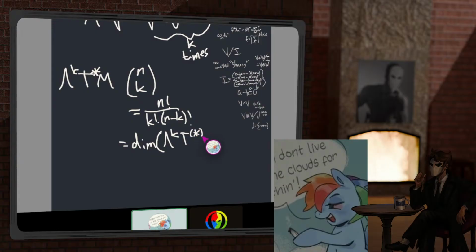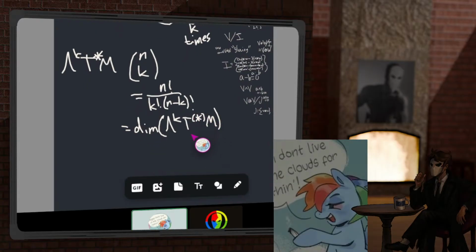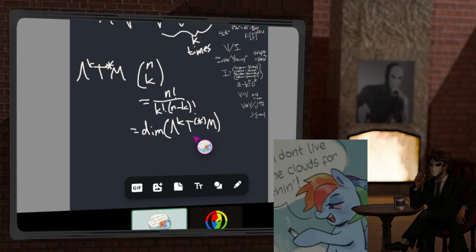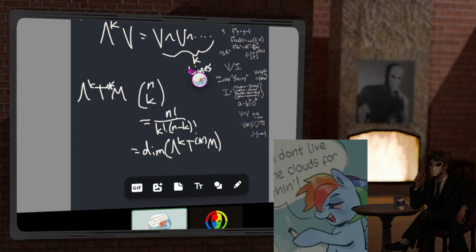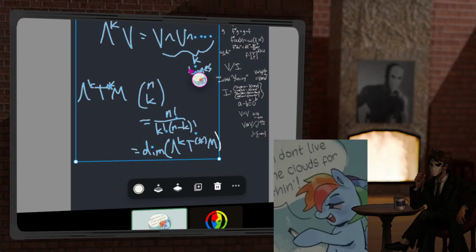I'm just putting this in parentheses here. It could be tangent or cotangent. Okay, you want to shrink that down? Mm-hmm. All right.